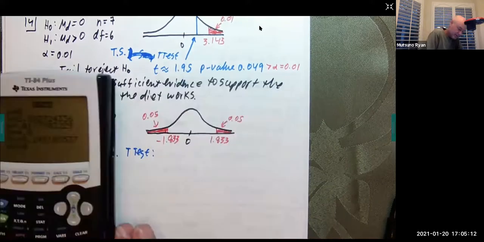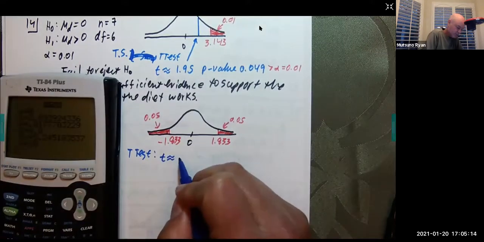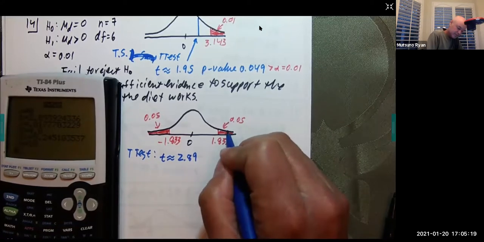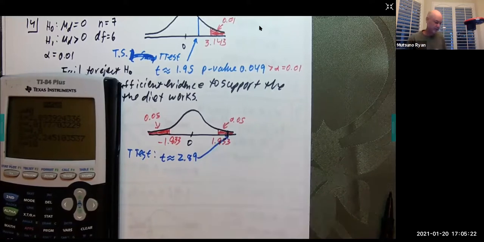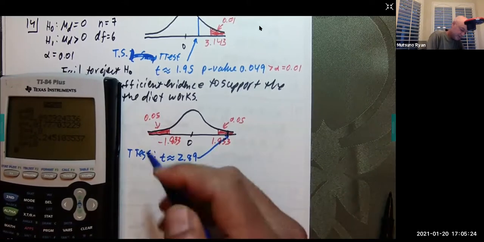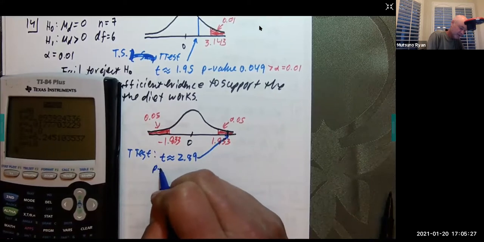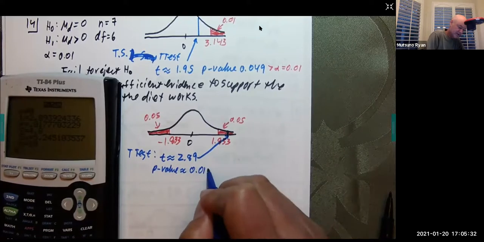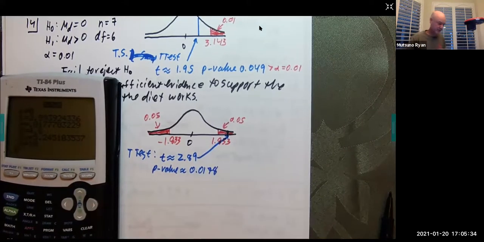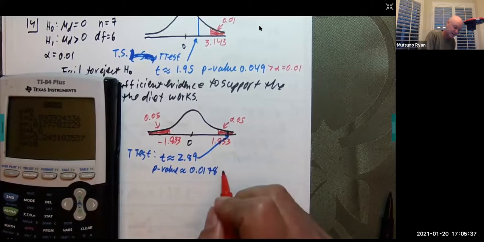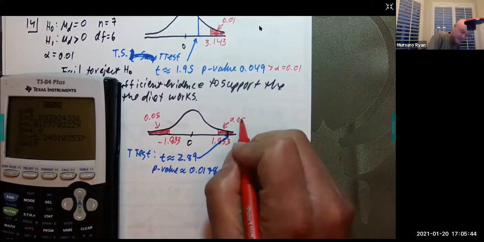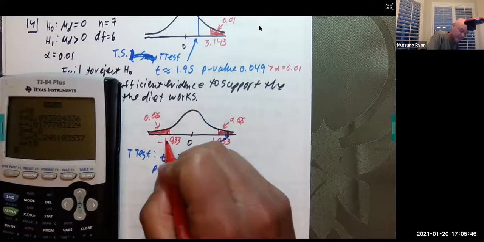So it looks like our test statistic, T, is 2.89, which is way over here. So we are in the critical region. And our p-value, 0.0178, which is less than our alpha. Oh, I was rushing. This should be 2.5. 2.5, and I'll fix these.